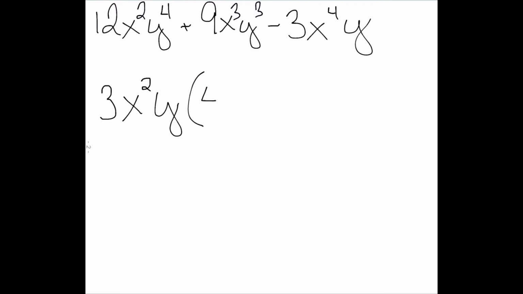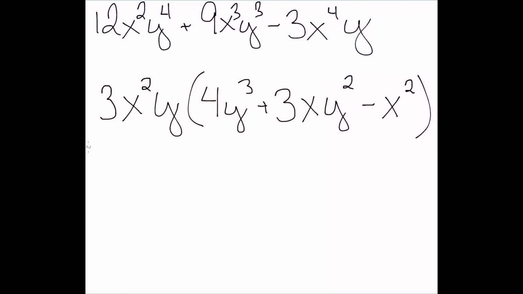12 divided by 3 is 4. I've removed both of my x's and one of my y's. 9 divided by 3 is 3. I removed 2 of my x's and one of my y's. And then I've removed the 3. I've removed 2x and 1y.